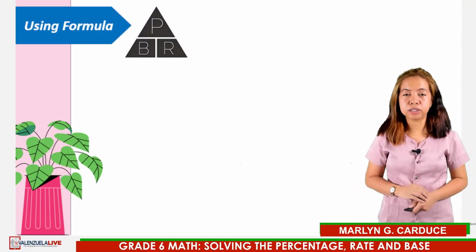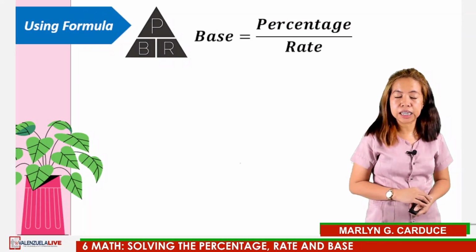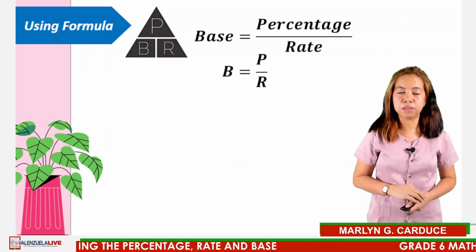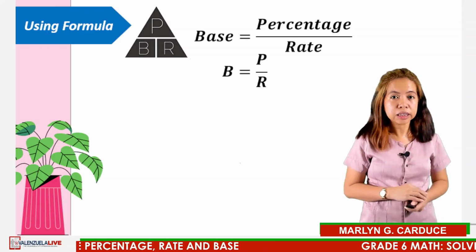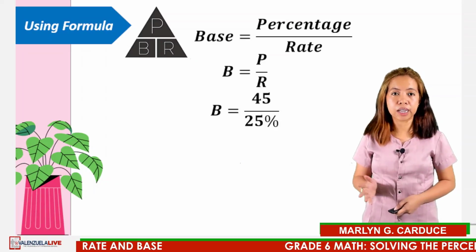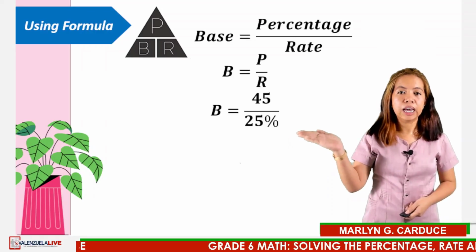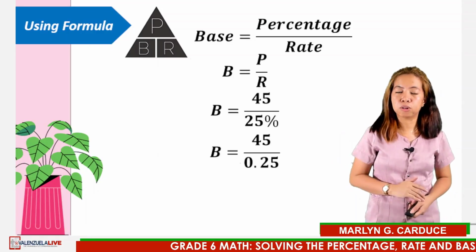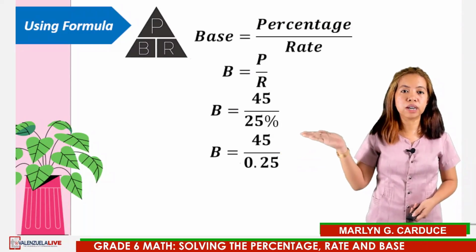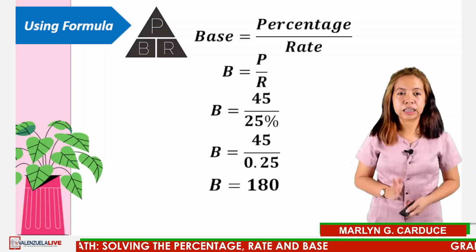So again, let's solve it using the formula. To solve for the base, we just have to divide the percentage by the rate. So B is equal to P over R, wherein B stands for base, P stands for percentage, and R stands for the rate. Then substitute all the values of the percentage and the rate. So we have B, or base, is equal to 45 over 25%. And then change 25% into decimal form, and that will be 25 hundredths. So base is equal to 45 divided by 25 hundredths. So our base is equal to 180.